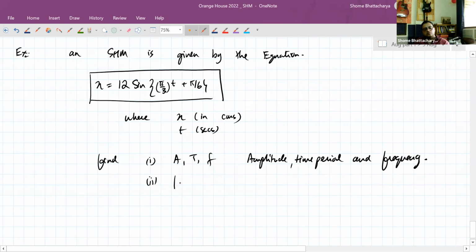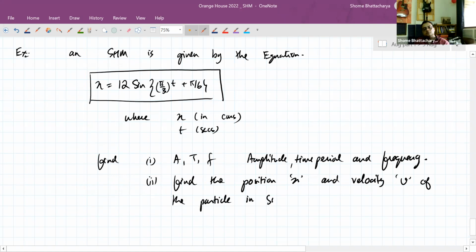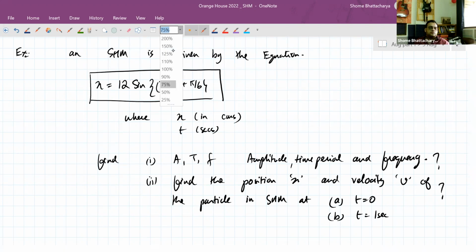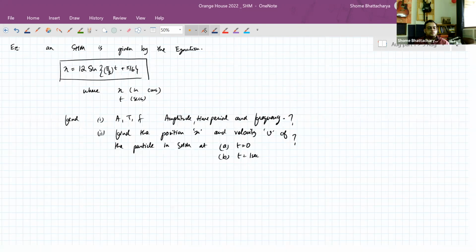Second, find the position x and velocity v of the particle in SHM at t equal to 0 and then again at t equal to 1 second. Just try this question out, people.